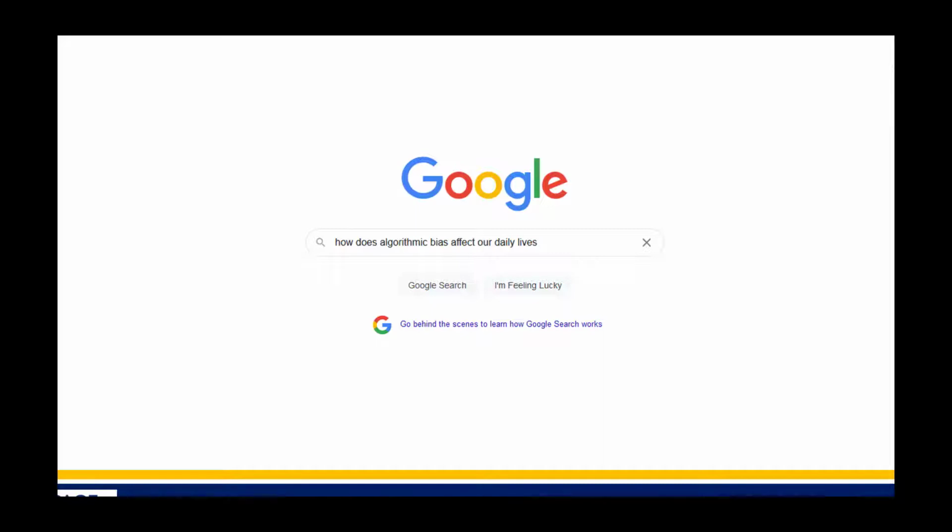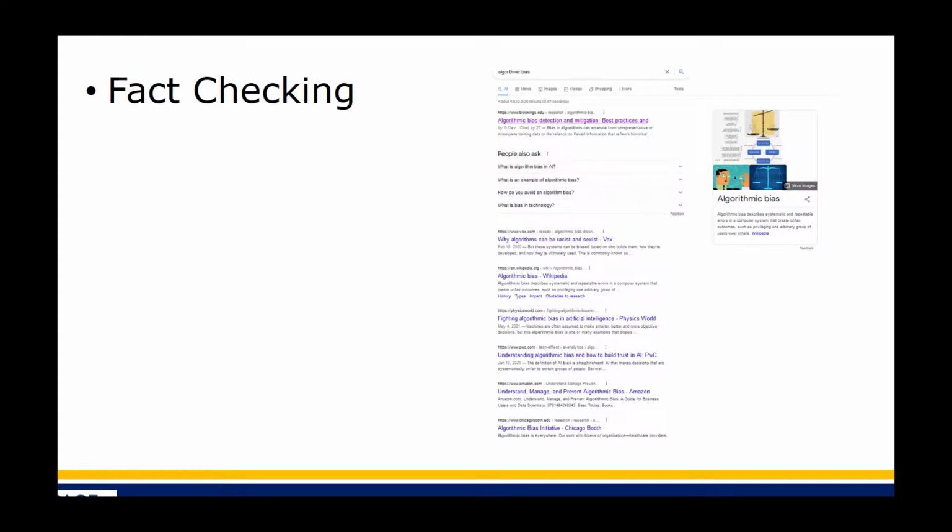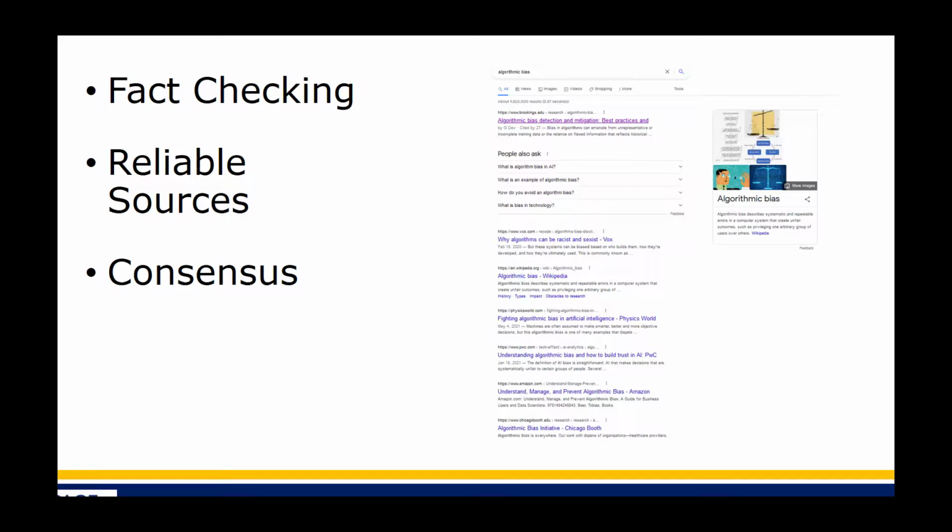What lateral reading can't do is provide deep answers to big questions like, how does algorithm bias affect our daily lives? What it can do is help you evaluate the sources you come across while researching that question.